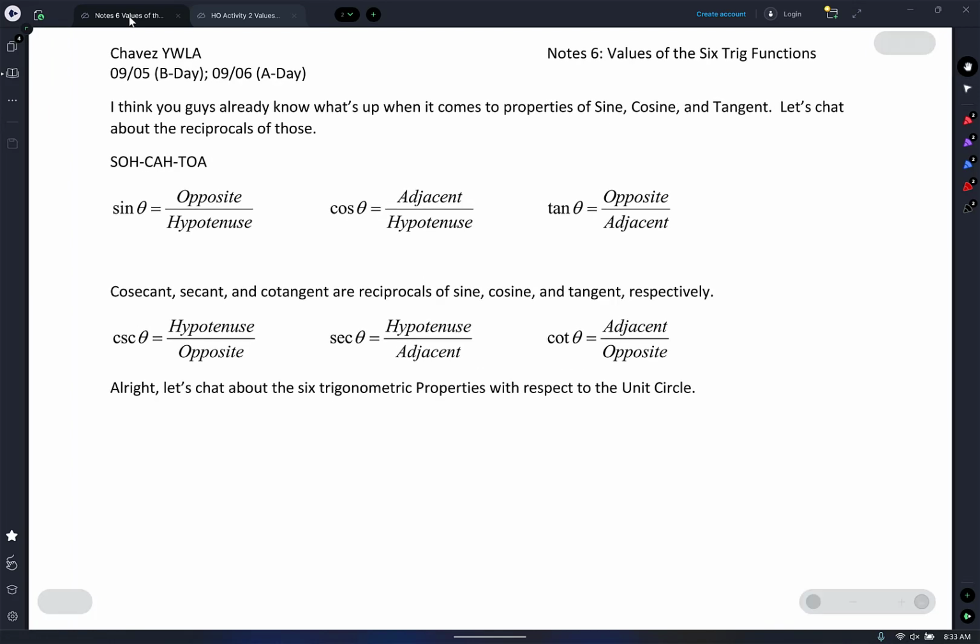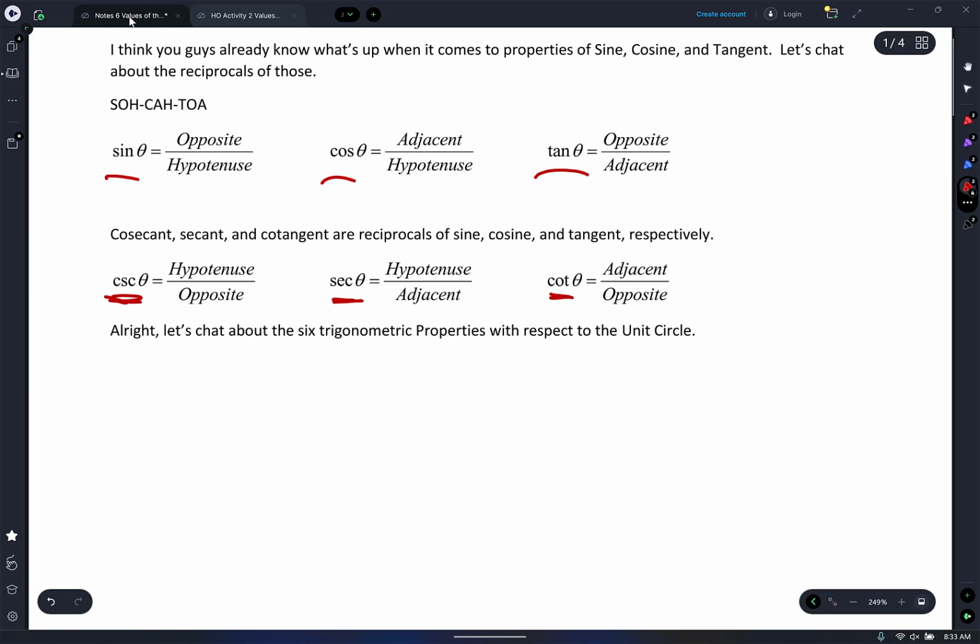So a lot of this you already know. So here we go. I think you guys already know what's up when it comes to properties of sine, cosine, and tangent. Let's chat about the reciprocals of those. You kind of already know because we did it in notes 2, I think. Sine, cosine, tangent, and the reciprocal of sine is cosecant, and the reciprocal of cosine is secant, and the reciprocal of tangent is cotangent. When I say reciprocal, I mean this.